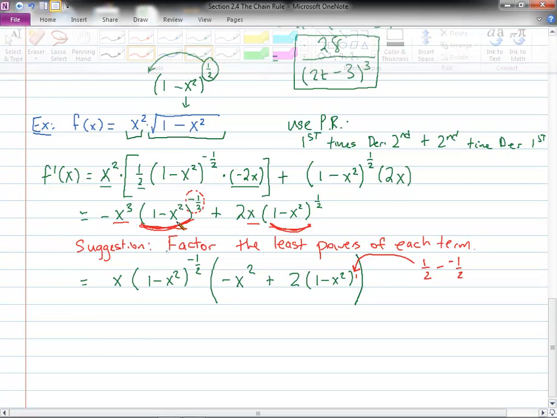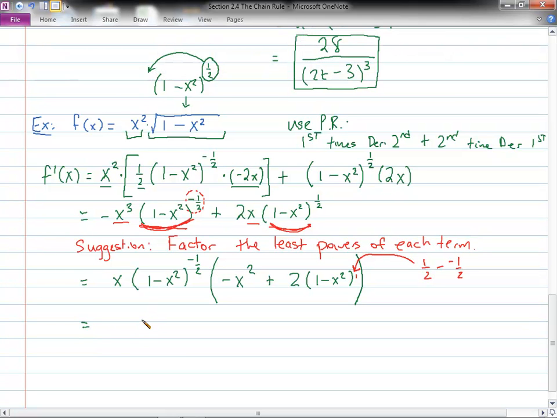Now this will be a little bit simpler once we write this out. Let's simplify inside the parentheses here. So if you distribute this here, you end up with a minus x squared plus 2 minus 2x squared. Agreed? And this first term over here, rewriting this with the negative means move it to the bottom. I can rewrite this as x over the square root of 1 minus x squared.